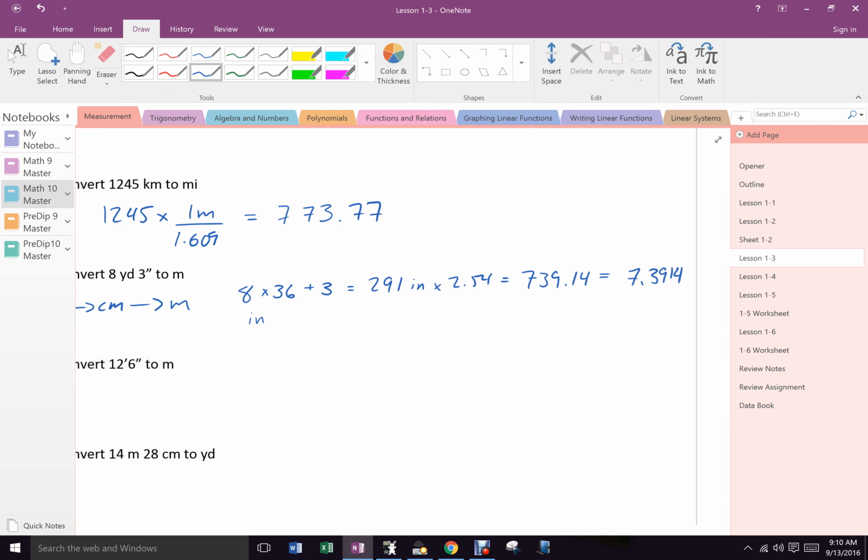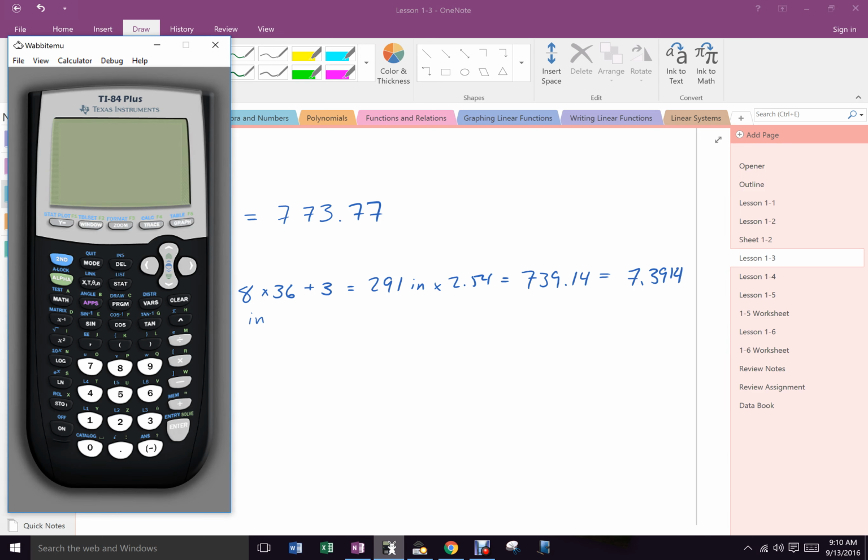Everybody's cool? Now I want to show you on a calculator a mistake that people often make, and I don't really get why. They do the first conversion. 8 times 36 plus 3. And they get an answer of 291. And then they push clear. Don't do that. You need that number again, don't you? So leave it on your calculator. Now I need to do 291 times 2.54. This is why you write it out. So I can just go times 2.54.